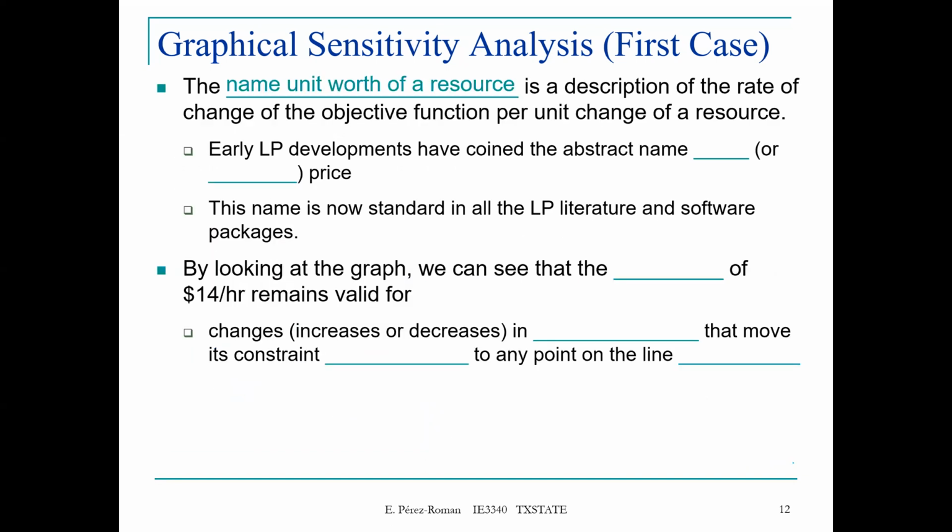The unit worth of a resource is a description of the rate of change of the objective function per unit change of a resource. Early LP developers coined the abstract name dual or shadow price. This name is now standard in all the LP literature and software packages. By looking at the graph, we can see that the dual price of $14 an hour remains valid for changes, increases or decreases in machine one capacity that move its constraint parallel to itself to any point on the line segment BF.